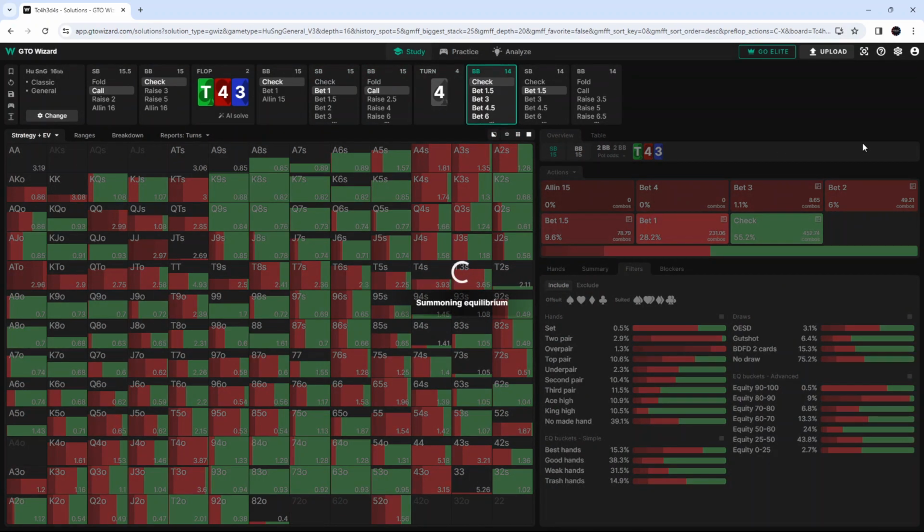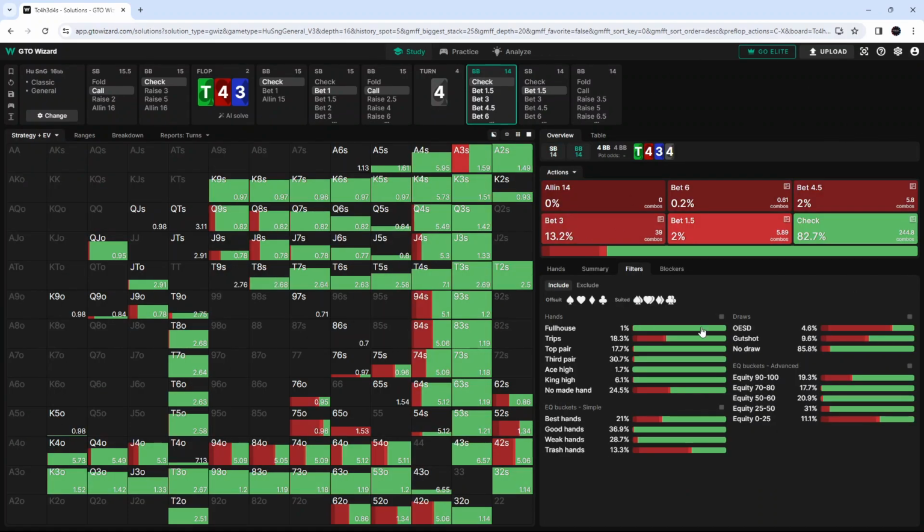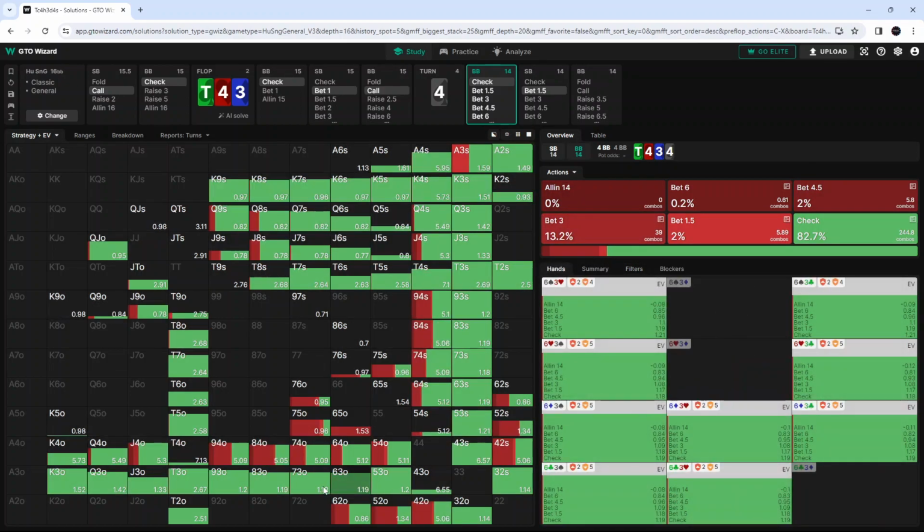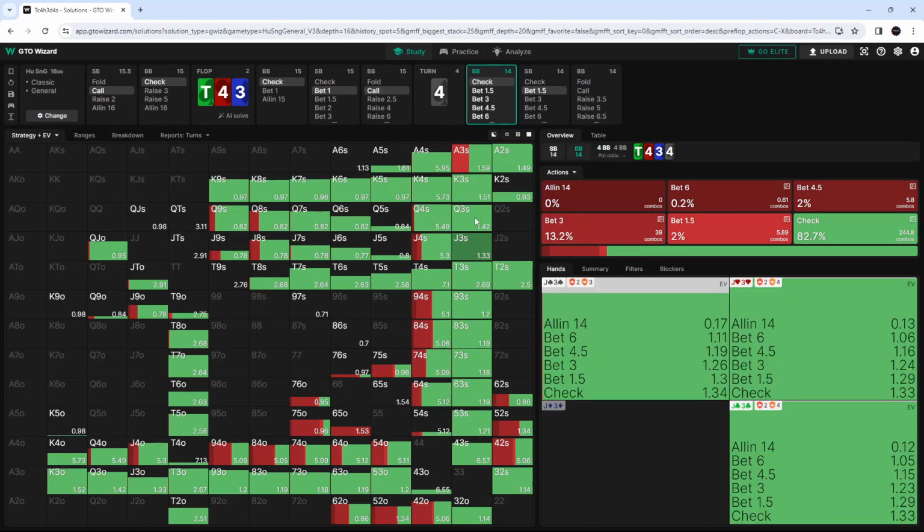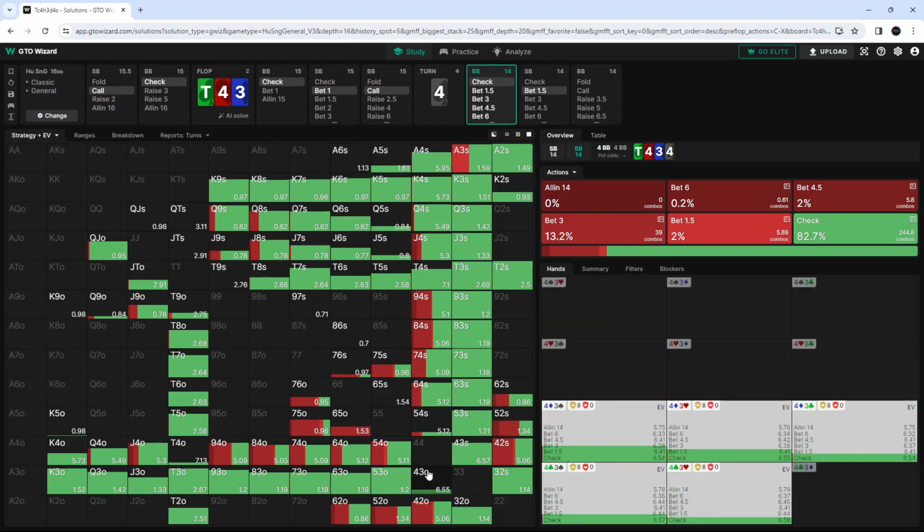When it loads, we see 18% donking this time, but now it's not using an overbet. It has actually decreased to 3/4, but actually it's not wanting to donk the 3 here. So I was off with my assumption. Okay, so am I missing something in my thought process?